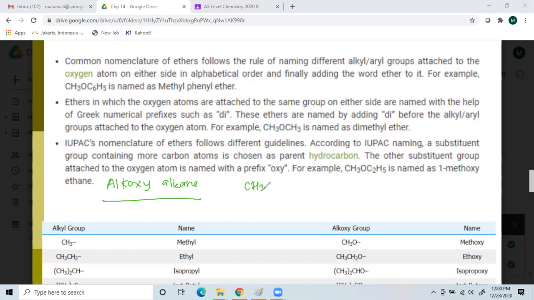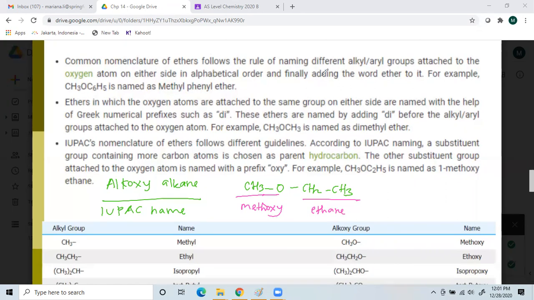So let's say I have CH3O CH2 CH3. According to the trivial name, the name is ethyl methyl ether, right? Ethyl methyl ether. But according to the IUPAC name, the name would be alkoxy alkane. So you should determine which one is the alkoxy group. The alkoxy group is the shorter group. You can see here that there is one C at the left and two C's at the right. Which one is shorter? Methyl, right? Because it only consists of one C. So this becomes the alkoxy group. Because of one C, the name would be methoxy. And then this is ethane. So the name for this compound is methoxyethane.